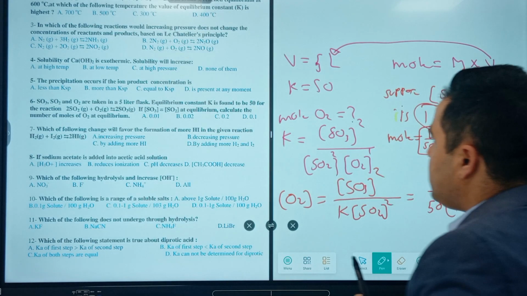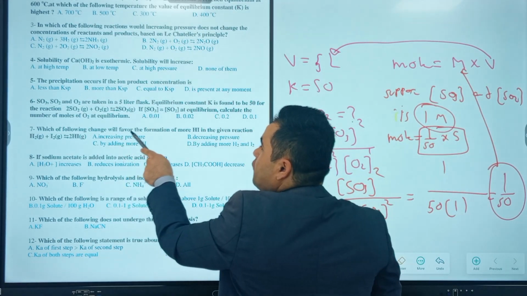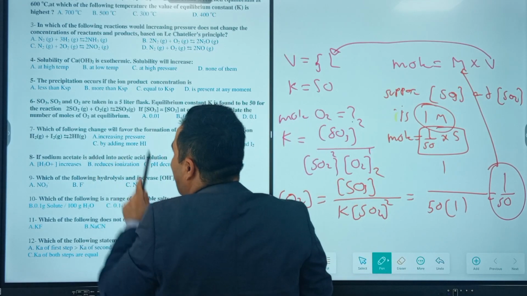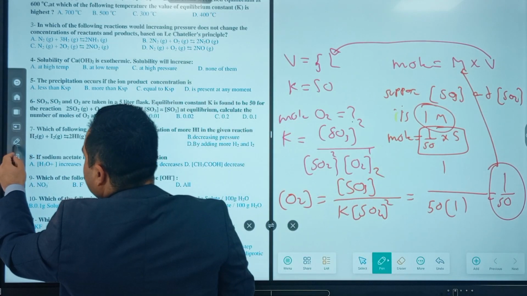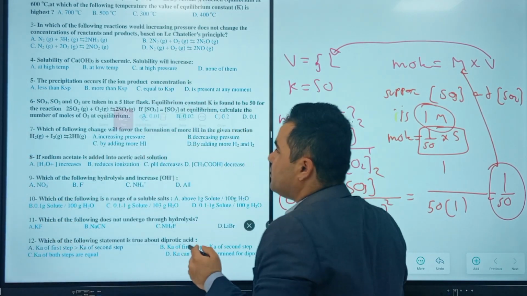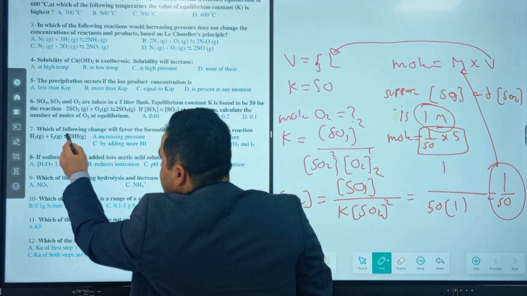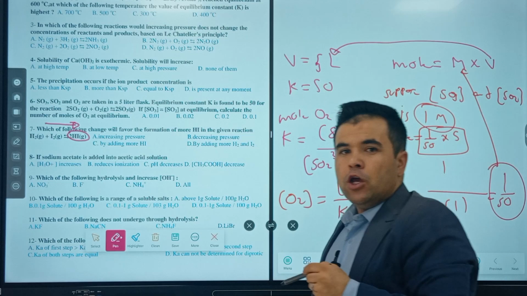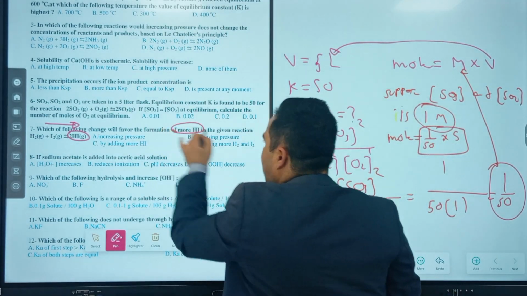Let us solve question 7, guys. Which of the following changes will favor the formation of more HI in the given reaction? Formation of more HI means forward. Which of the following shifts forward? Because HI is in the product, the equilibrium must shift forward in order to form more HI.